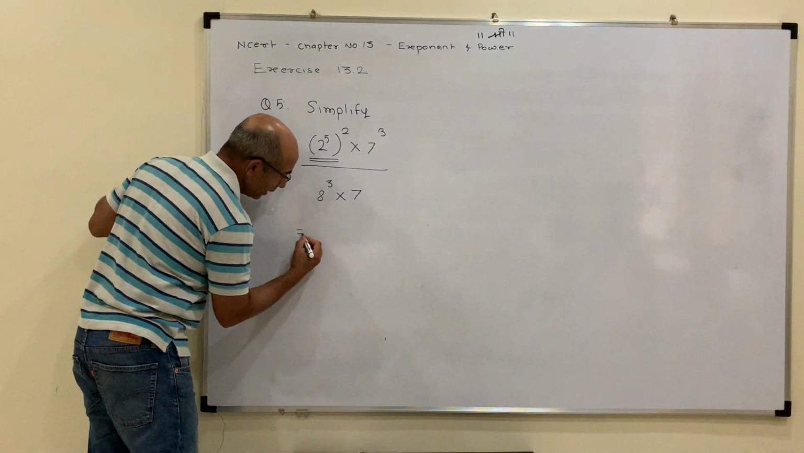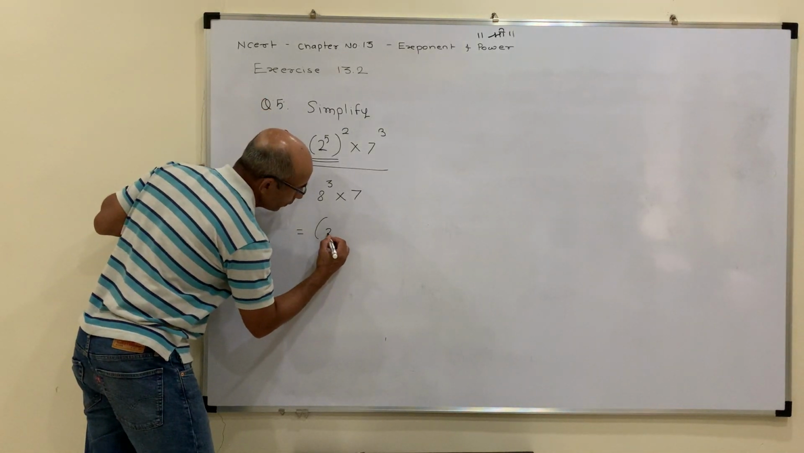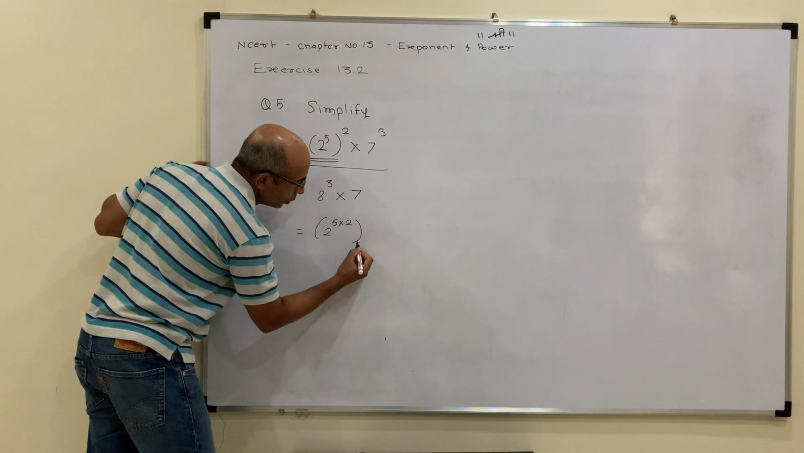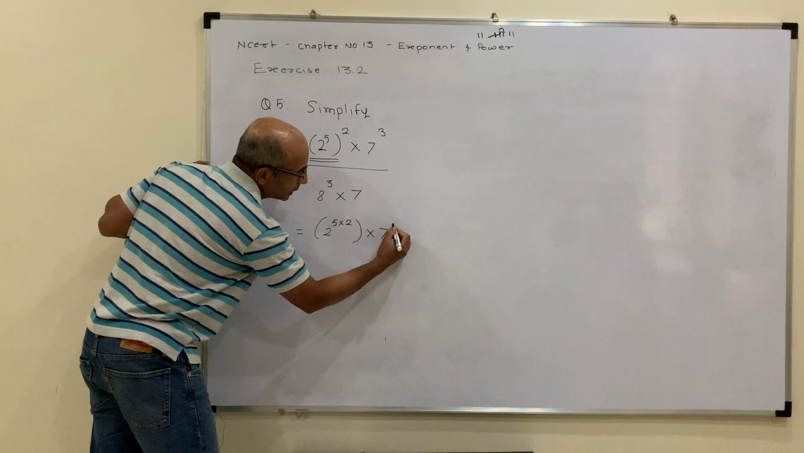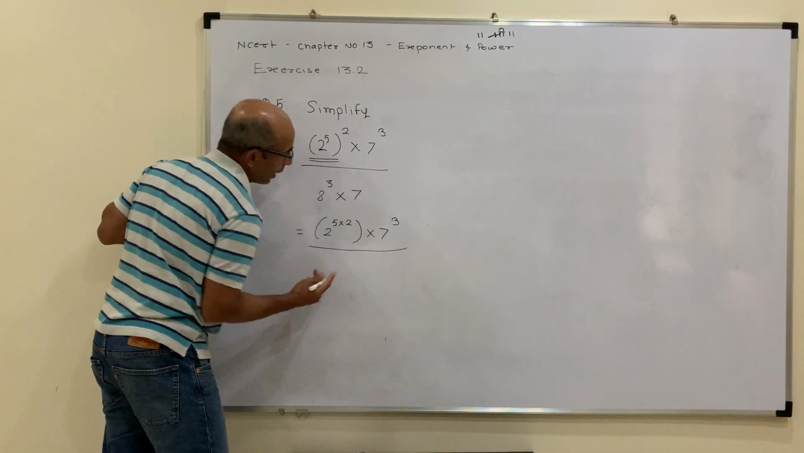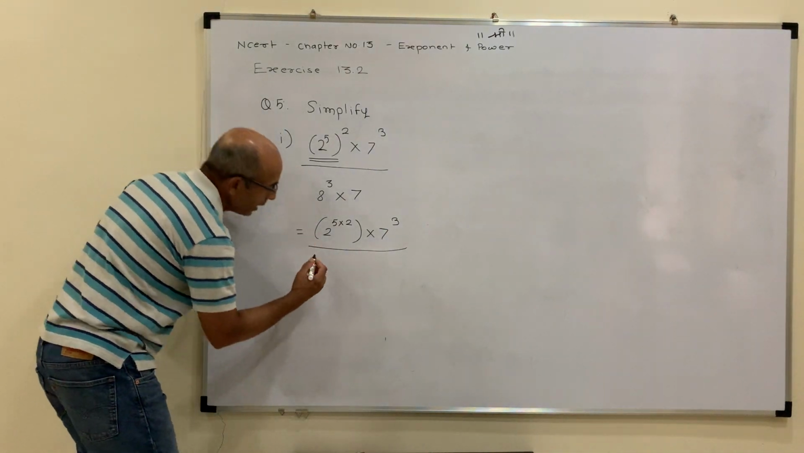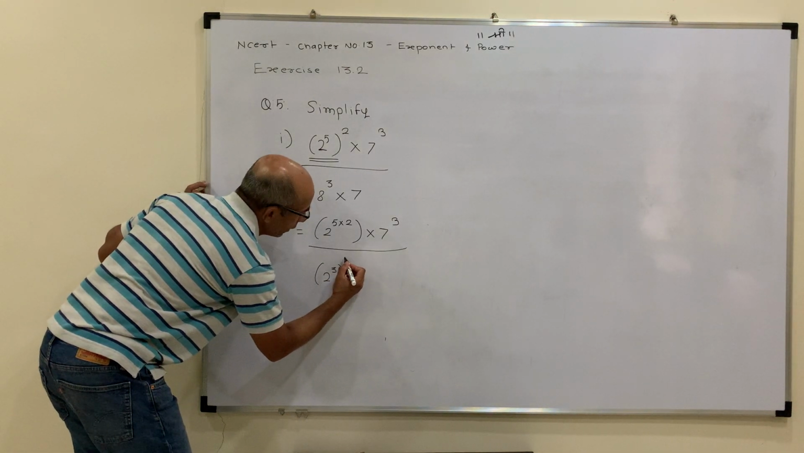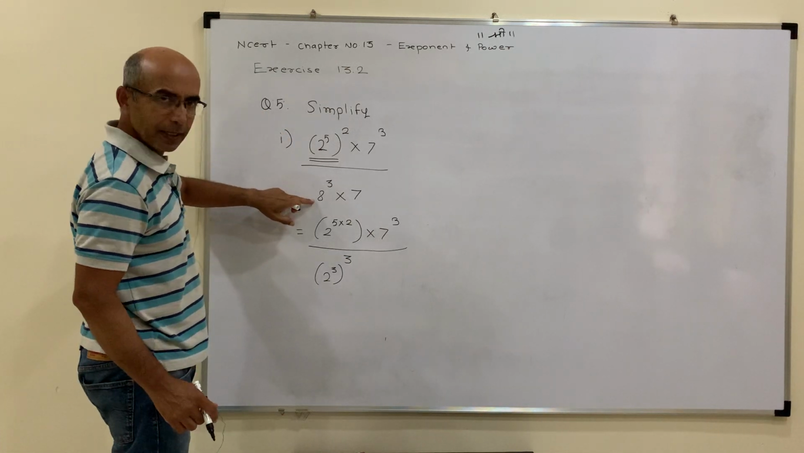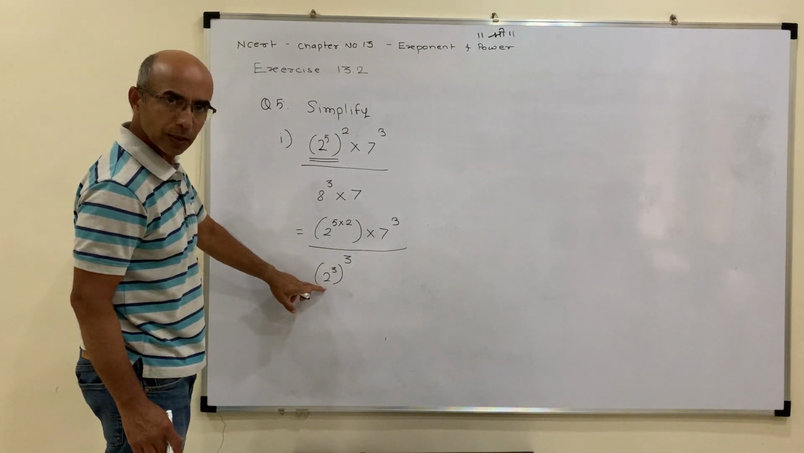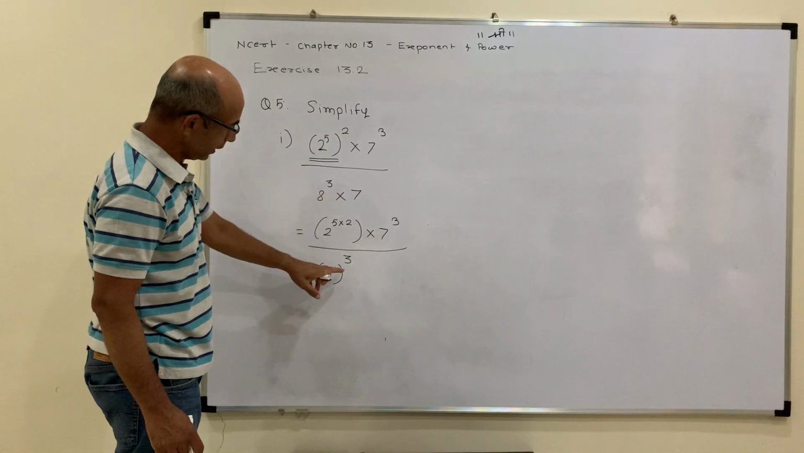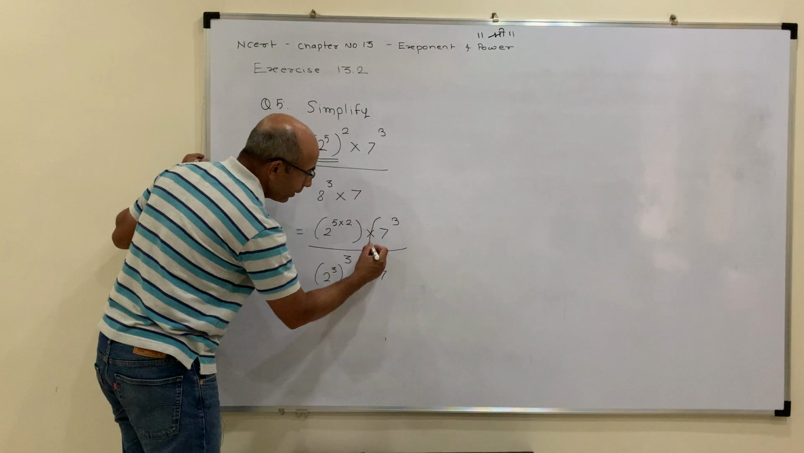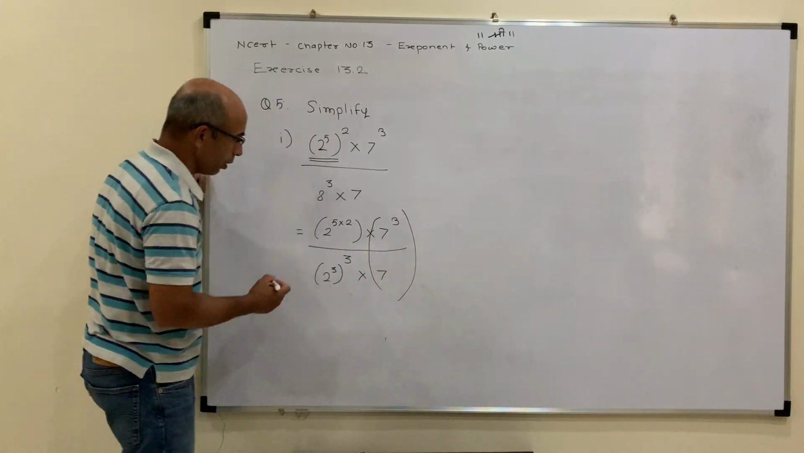So my next step will be 2 raised to, when power of power becomes multiplied, so 2 raised to 5 into 2, 7^3. And now 8 can be written as (2^3)^3. See, 8 is a 2 cube, so I am writing it as 2 cube, and this 3 raised to the power 3 into 7. So now I keep this as a separate one. I'll solve this separately.